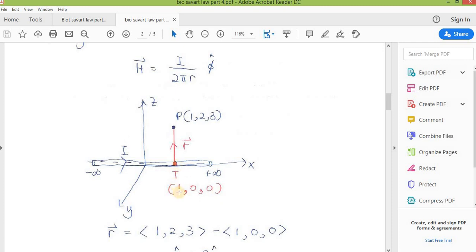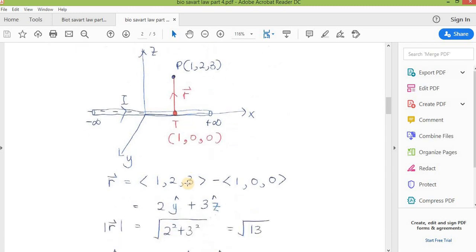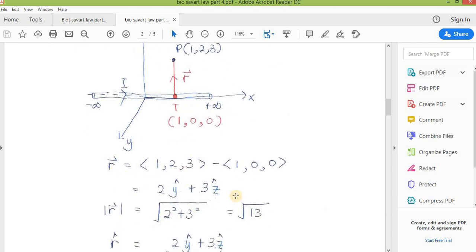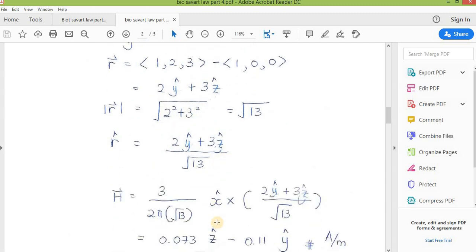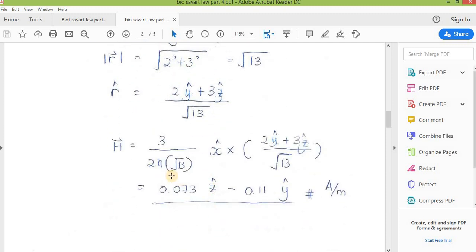For the x coordinate, you just take the x coordinate of the observation point and make it the same. If this is 1, this one must also be 1. So this is the location of point T that forms 90 degrees. To find the vector R, you just do it as usual. This is how we find the vector R, the magnitude R, and also the unit vector R. Lastly, we insert them into the equation.